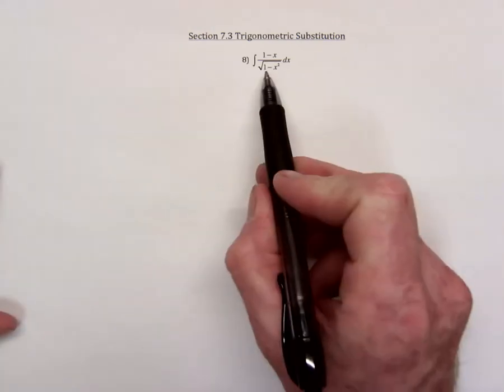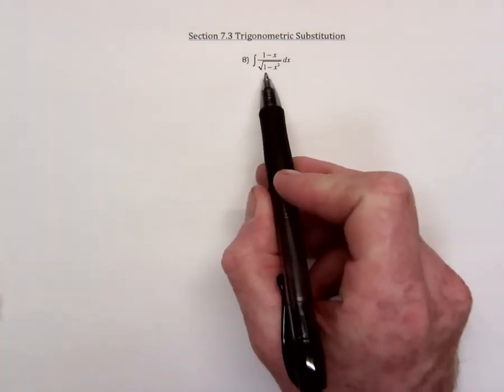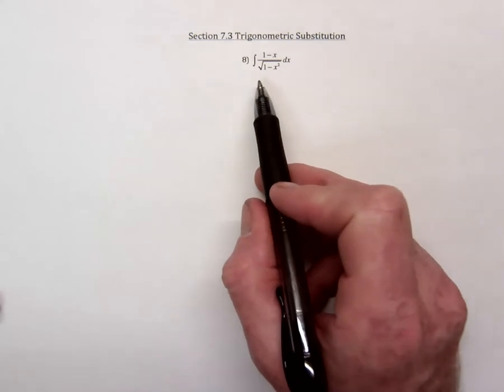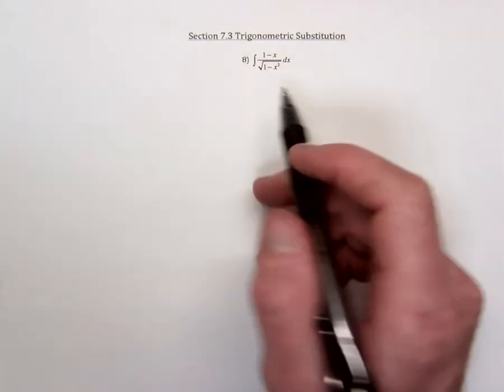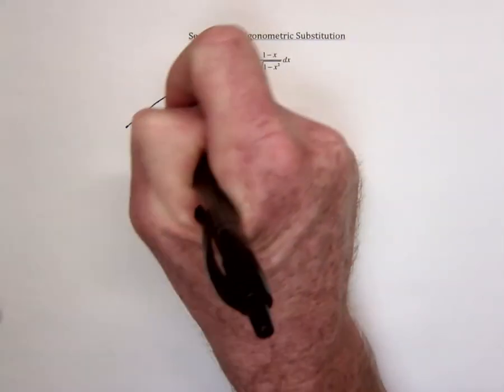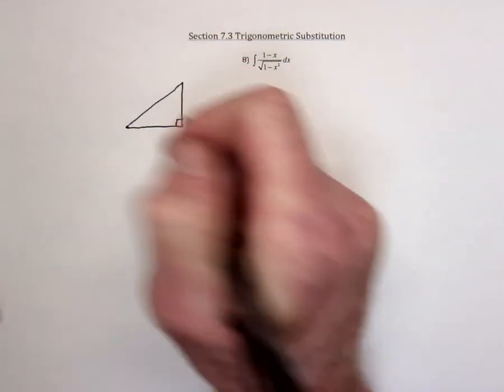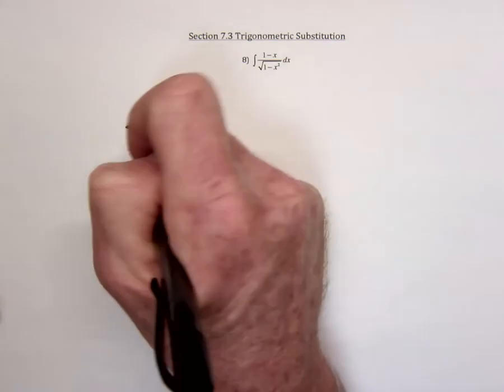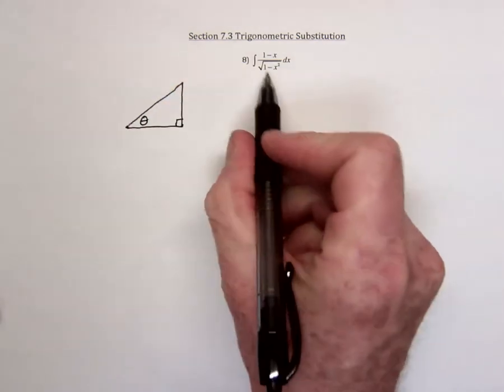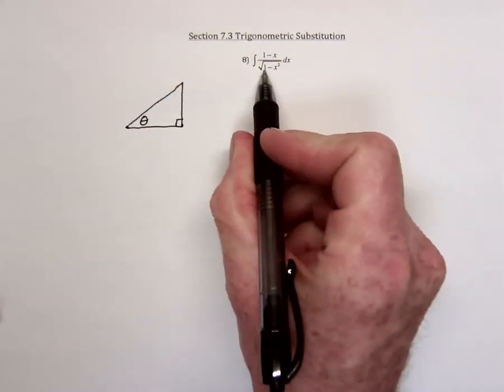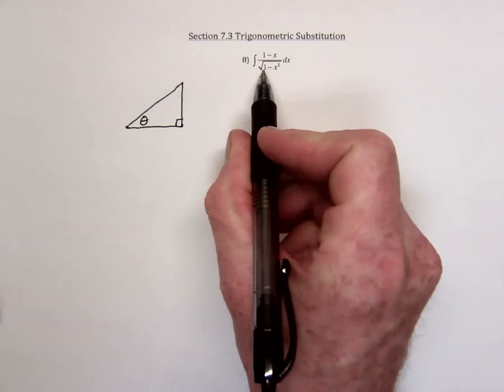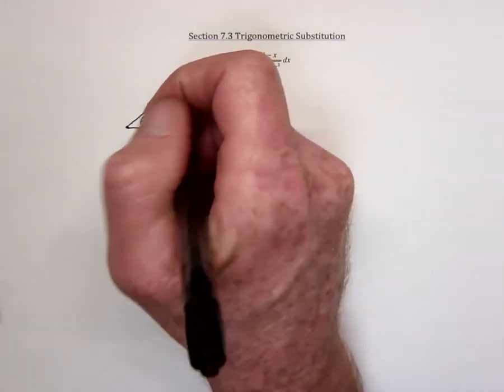Whenever integrals have something like 1 plus x squared or 1 minus x squared, it's a good idea to at least try trig substitution. So we'll try it here. Start by drawing a right triangle. Theta can be this angle right here. And with this being subtraction, that means it must have been the hypotenuse minus one of the legs.